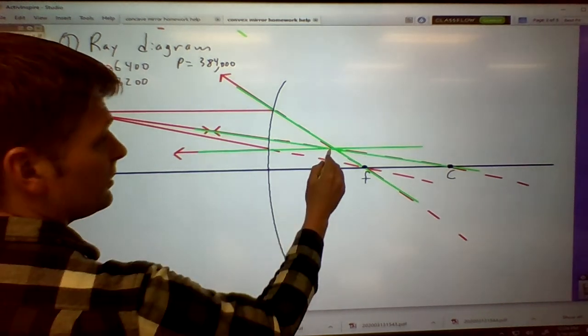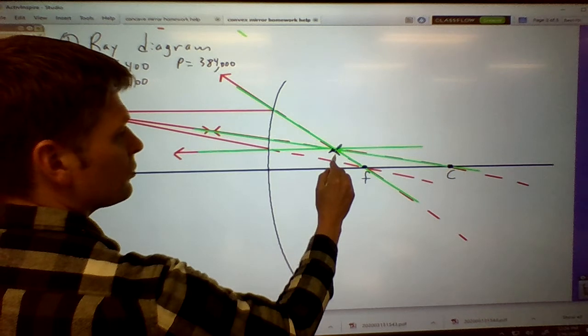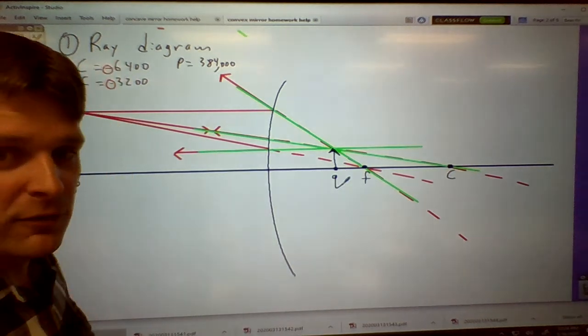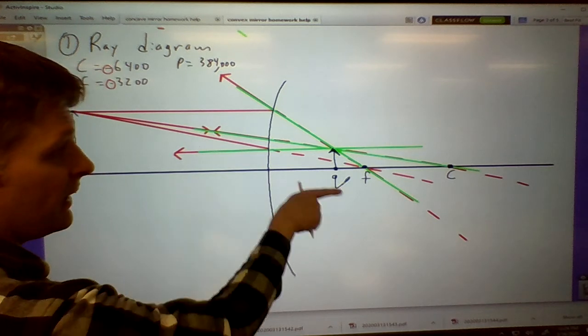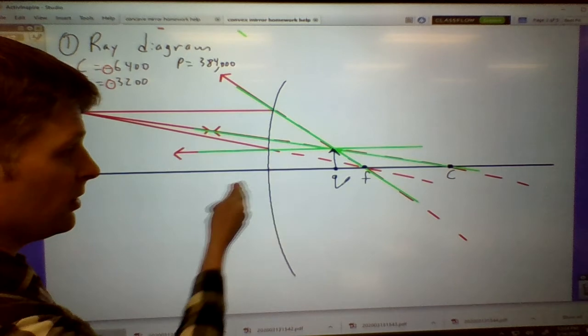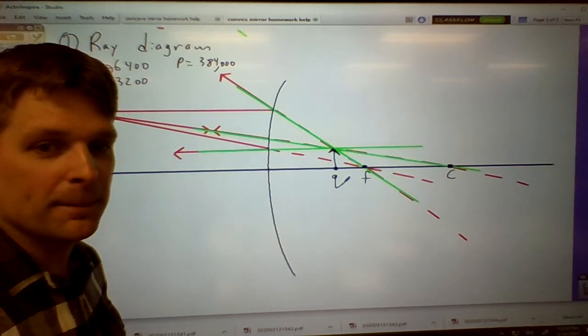It's going to look like there's an image right here. This is where we would label Q. It's a virtual image in that it's behind the mirror, so we could not actually put a piece of paper there, but it looks like there's a smaller version of the real thing there.